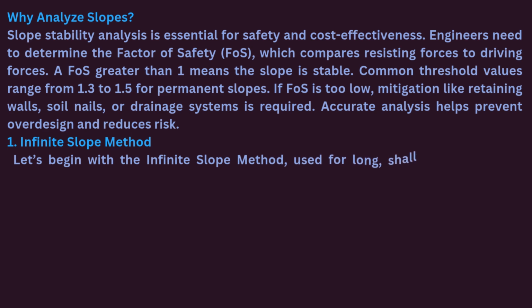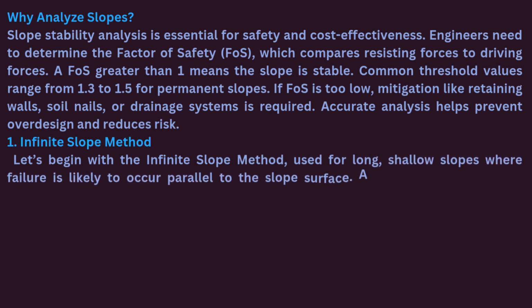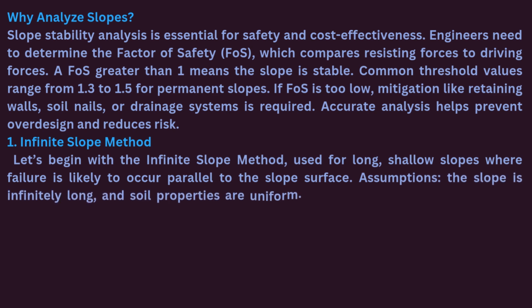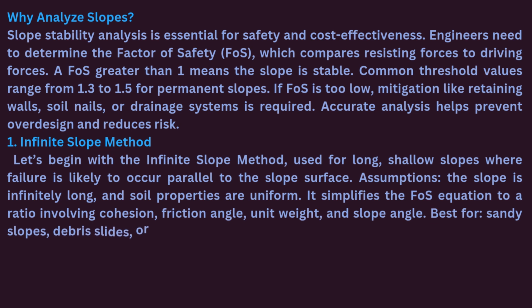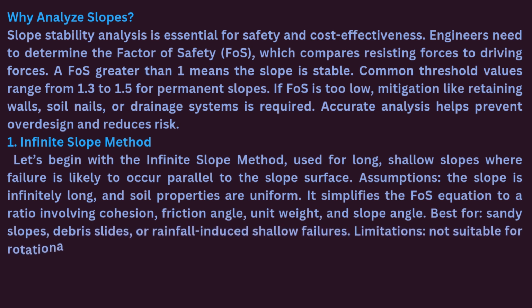1. Infinite slope method. Let's begin with the infinite slope method, used for long, shallow slopes where failure is likely to occur parallel to the slope surface. Assumptions: the slope is infinitely long, and soil properties are uniform. It simplifies the FOS equation to a ratio involving cohesion, friction angle, unit weight, and slope angle. Best for sandy slopes, debris slides, or rainfall-induced shallow failures. Limitations: not suitable for rotational failures or complex geometries.